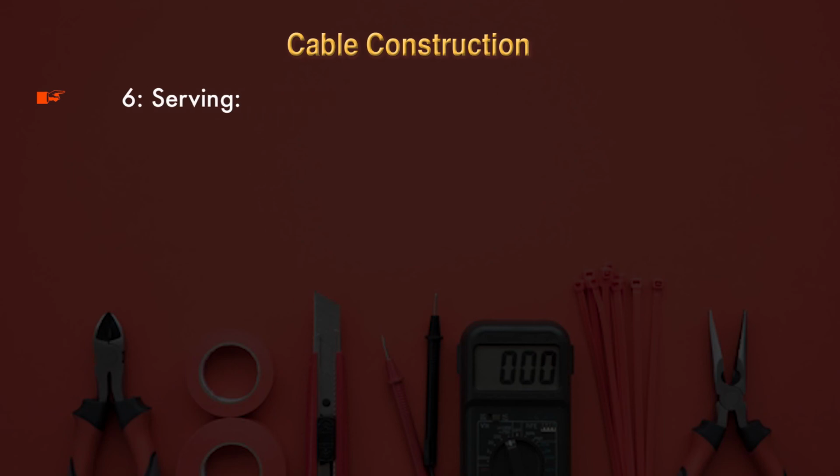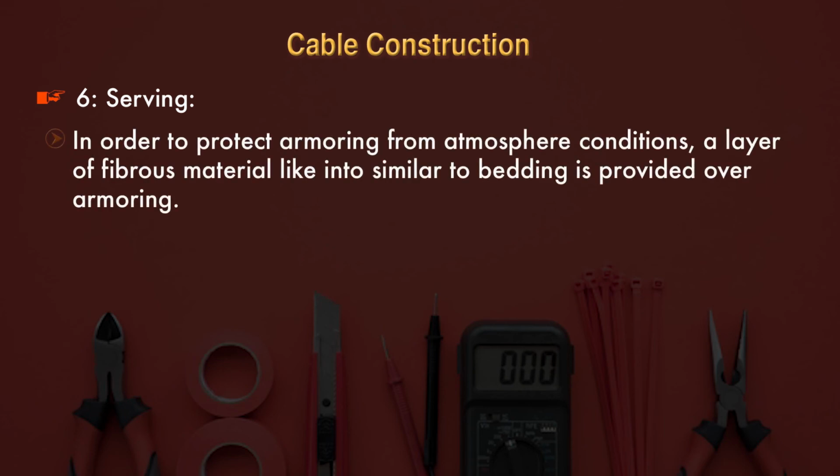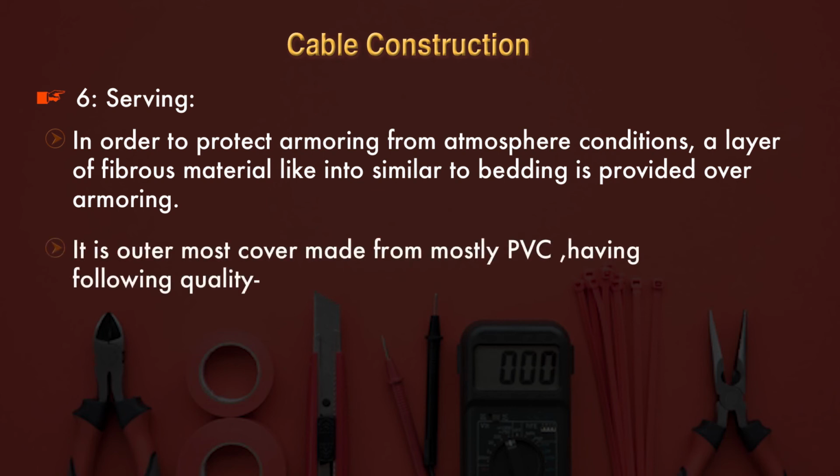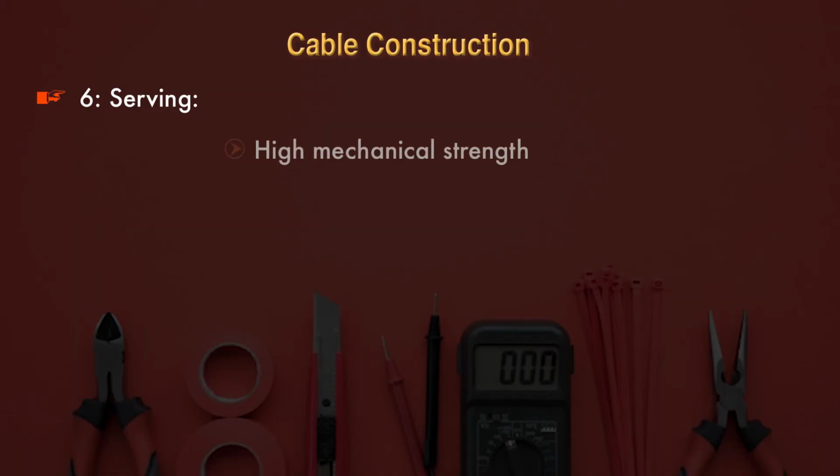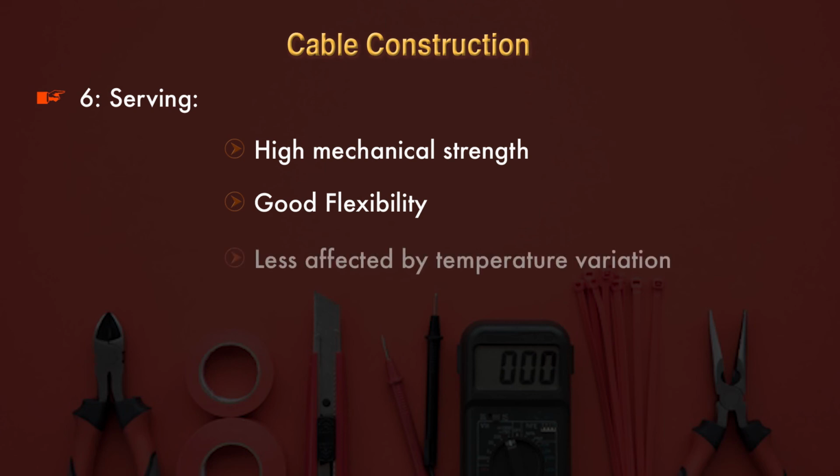Next that we are going to discuss under the construction of the cable is called serving. In order to protect armoring from atmospheric conditions, a layer of fibrous material similar to bedding is provided over armoring. It is the outermost cover made mostly from PVC having the following qualities. And what are those qualities? Serving has high mechanical strength, it has good flexibility, and serving is less affected by temperature variation.